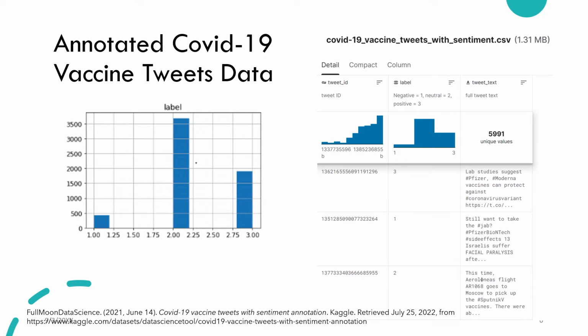From the left graph, we can see that the class label distribution is not that even. We got 3,500 neutral examples and about 2,000 positive samples, but only less than 500 negative samples. This imbalanced dataset is quite challenging for the machine learning algorithms to learn.